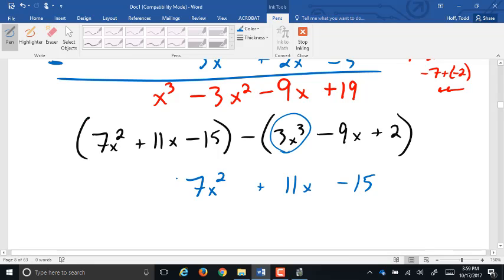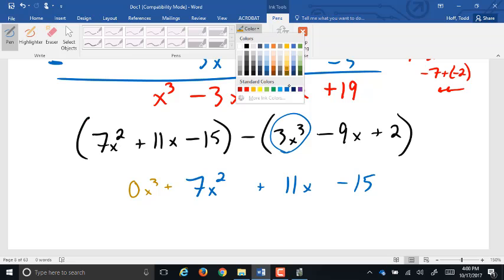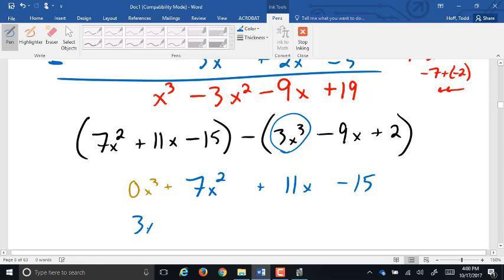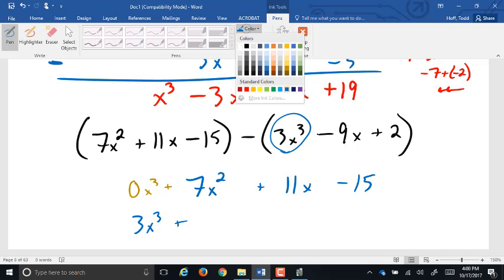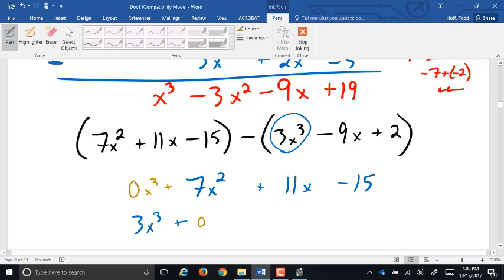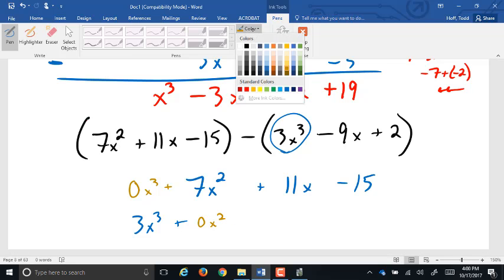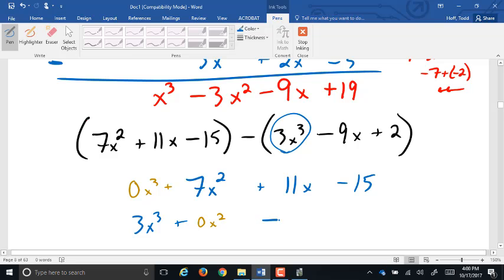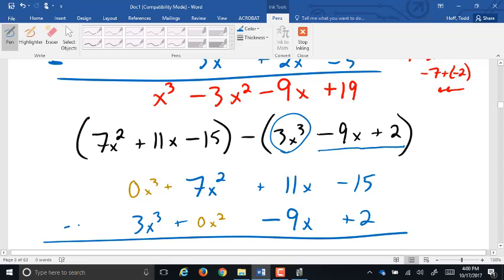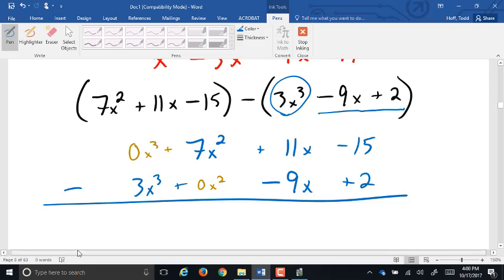Well, yeah, we'll have to put a 0x to the third up top here, so there's something for our 3x to the third to line up with. Now there is no x squared, so we can put in a 0x squared on bottom. And now this is a negative 9x and a positive 2, negative 9x and positive 2 right there. And we are subtracting down the columns.